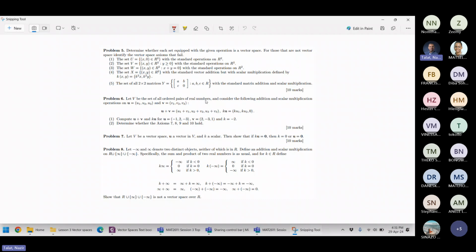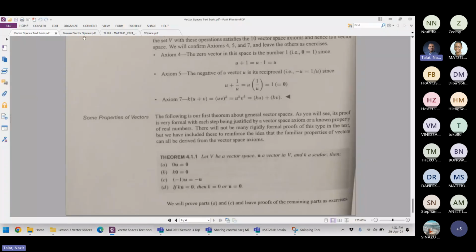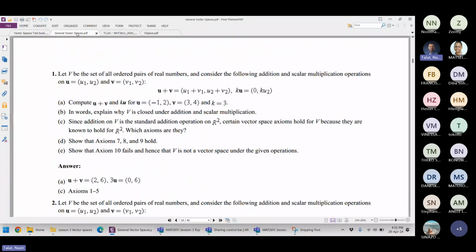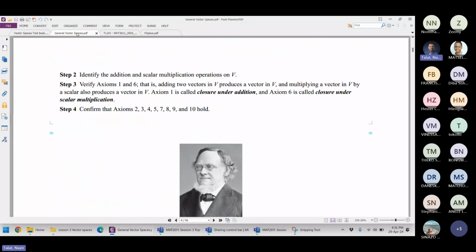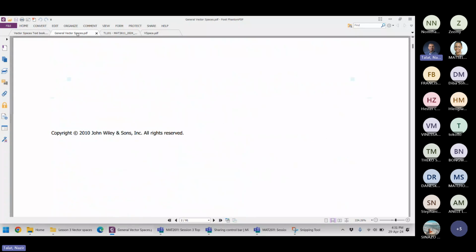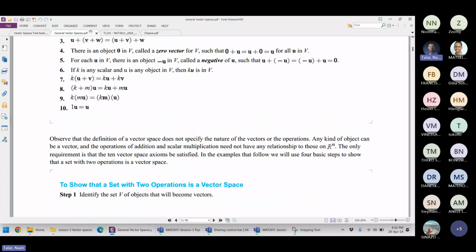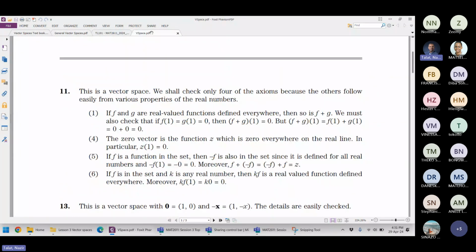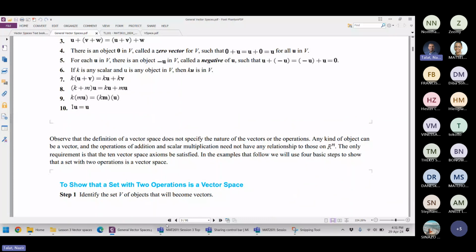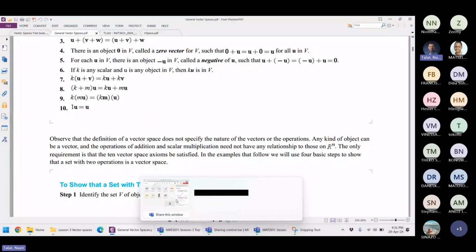So these are some questions related to that. Furthermore, we have some notes on that. I will also upload something regarding general vector spaces, which is beneficial for you, and you can go through it. But if you have any question, you can ask your question now.